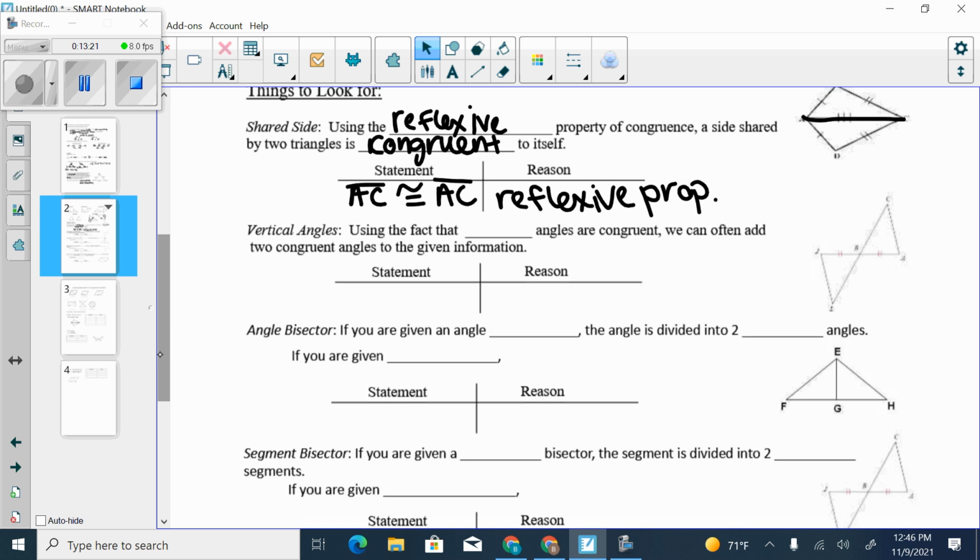Okay? All right, the next thing that we said that we were able to mark, even if it wasn't drawn, was our vertical angles, right? So specifically in this figure over here, our vertical angles would be right there. Okay, so I would be able to say that we know that these are congruent because we know that vertical angles are congruent.